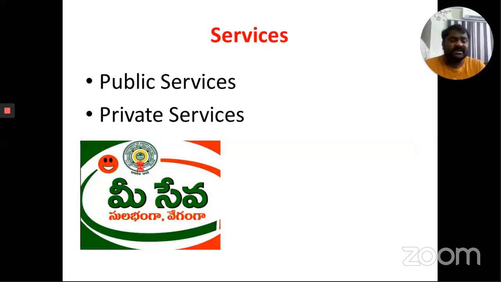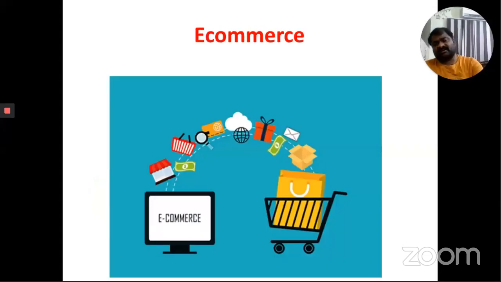E-Seva, Me-Seva. Services means all the government related projects come under public services. Private companies also will have their own projects. IRCTC is also public services. Private companies like Redbus.in, Abhibus, Ola, Swiggy, Zomato, Big Basket, Shop, a lot of other websites are there, no? This all comes under private services, matrimony websites. They will also provide services to the public, but through private companies.